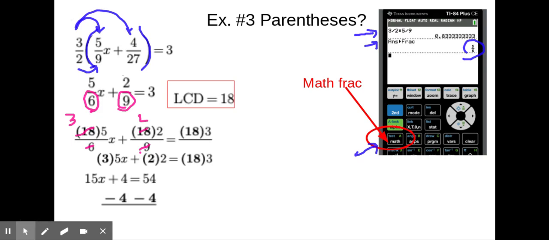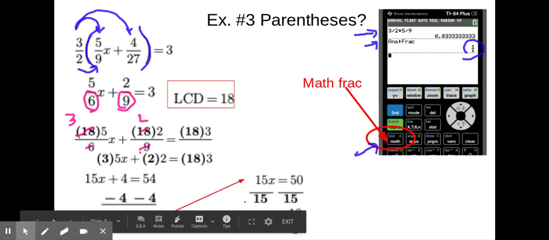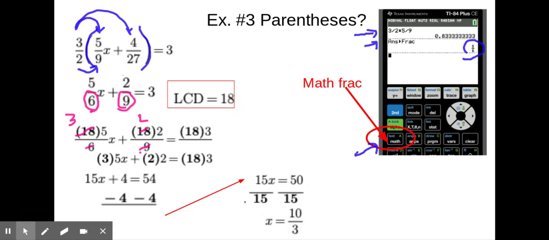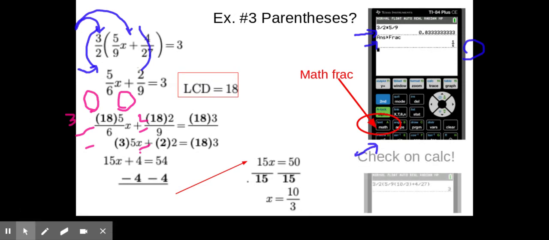When we subtract 4 to both sides, divide by 15, we get 50 over 15, or reduces to 10 over 3. Again, you can use the math frac feature on your calculator if you'd like to reduce 50 over 15. And of course, when we check, on the calculator, we're going to end up with 3.